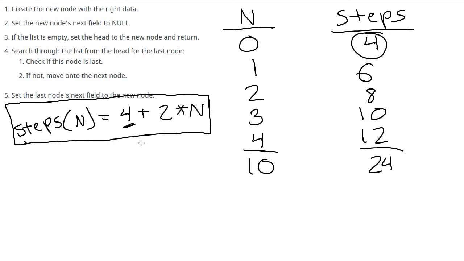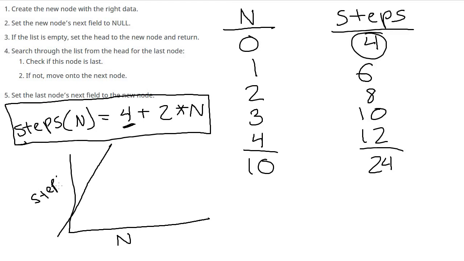So if you think back to your algebra class, you can graph this kind of thing as well. The y-intercept here is 4, and the slope of it is 2, so it's going to look like this. As the size of the linked list increases, so too does the number of steps the algorithm needs. But in algorithm analysis, we're actually never going to be this specific in giving an exact function for the number of steps an algorithm requires.